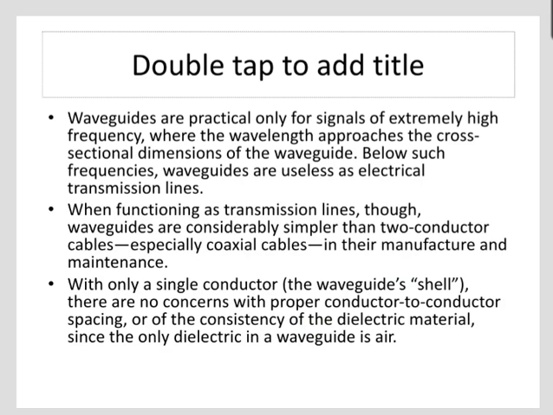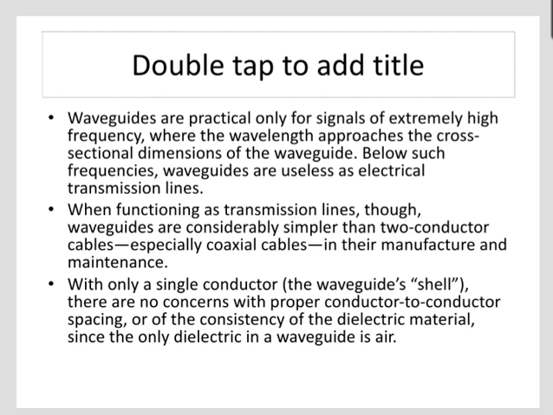Waveguides are practical only for signals of extremely high frequency where the wavelength approaches the cross-sectional dimension of the waveguide. Below such frequency, waveguides are useless as electrical transmission lines. When functioning as a transmission line, waveguides are considerably simpler than two-conductor cables, especially coaxial cable, in their manufacture and maintenance. With only a single conductor, there are no concerns with proper conductor-to-conductor spacing or the consistency of the dielectric material, since the only dielectric in a waveguide is air.